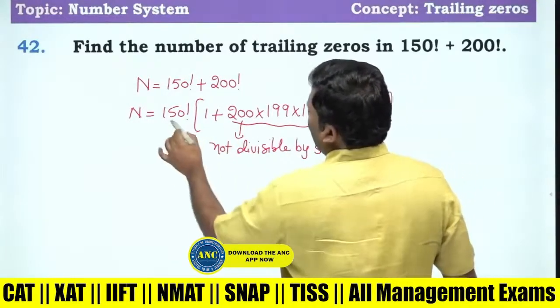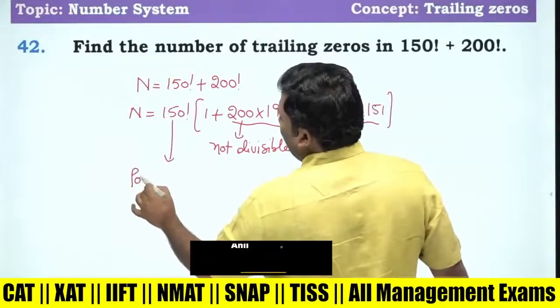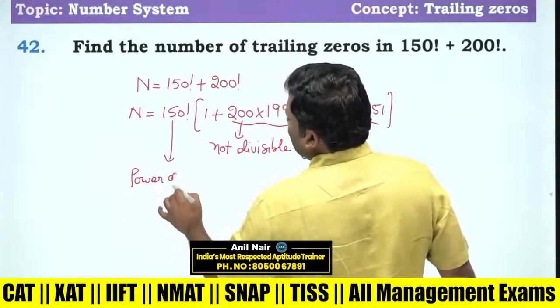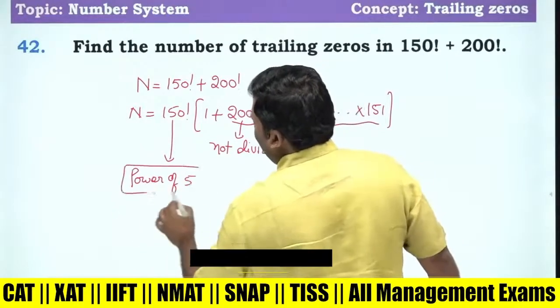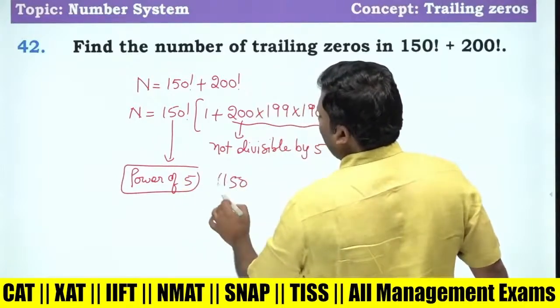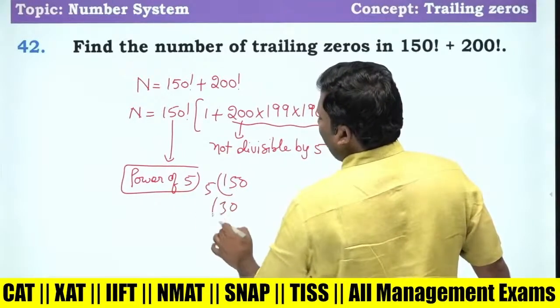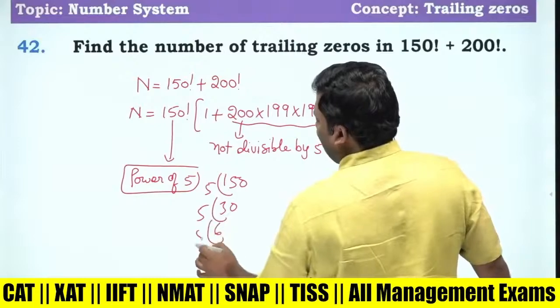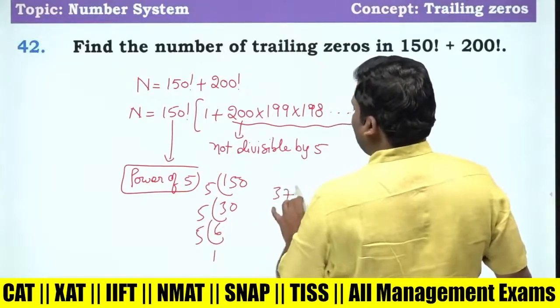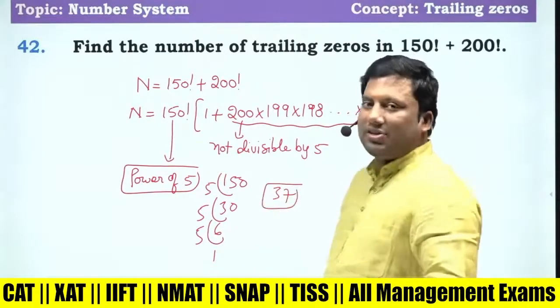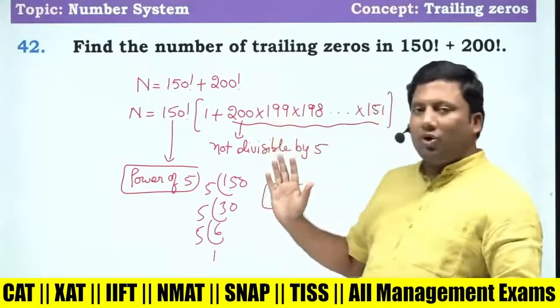So 150 factorial. For factorial numbers, the number of trailing zeros can be given by the power of 5. So 150 divided by 5: 5 30s are 150, 5 6s are 30, and 5 1s are 5. Answer will be 37. I hope you got the idea.